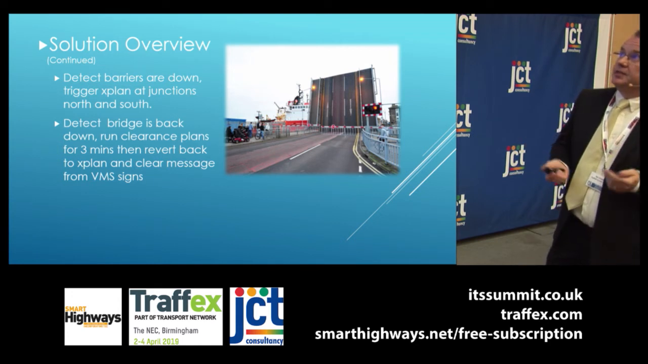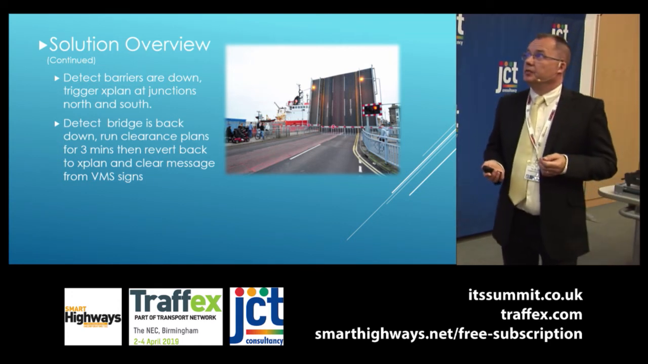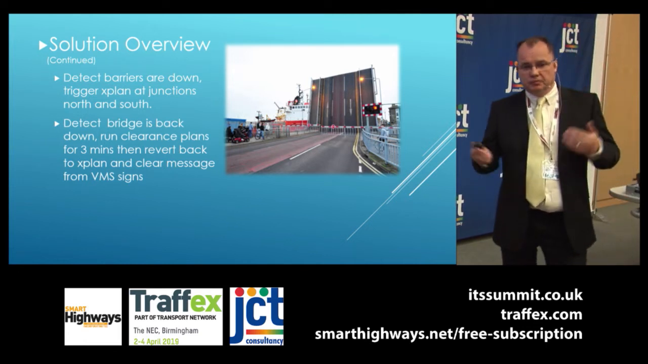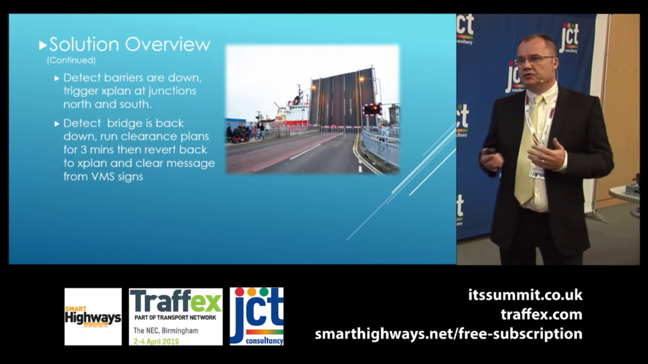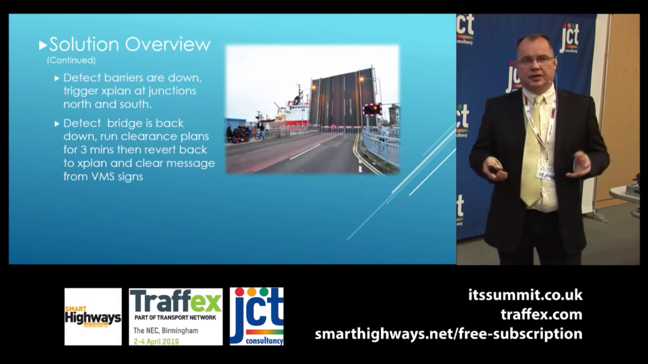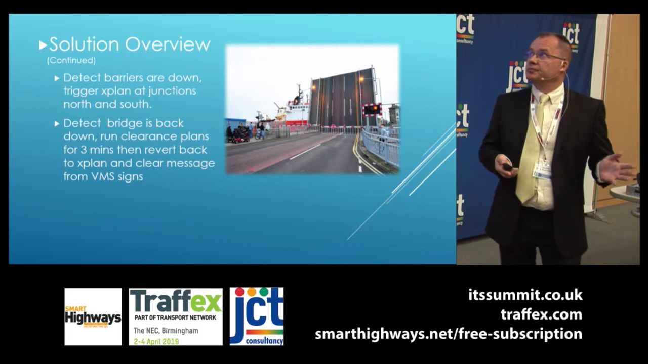Once we've done that, we then need to detect that the barriers are down, and we're going to trigger an X plan. Once the barriers are down, the north and south traffic that doesn't want to go across the bridge, we're trying to get as many movements as possible there. The X plan for that time of day usually reverts it back to SCOOT.